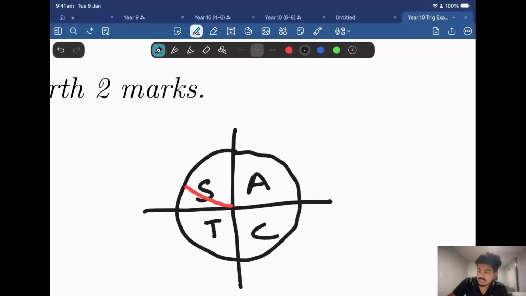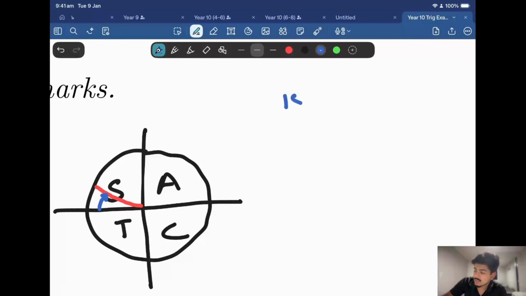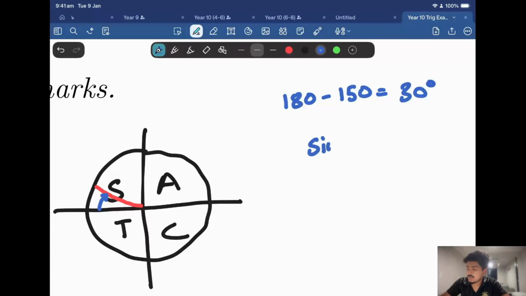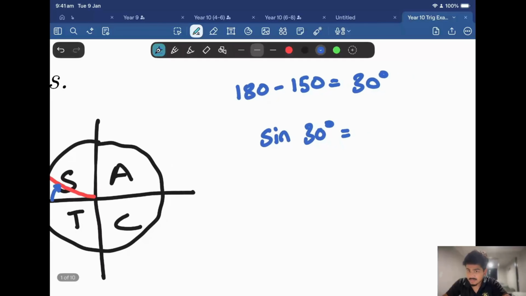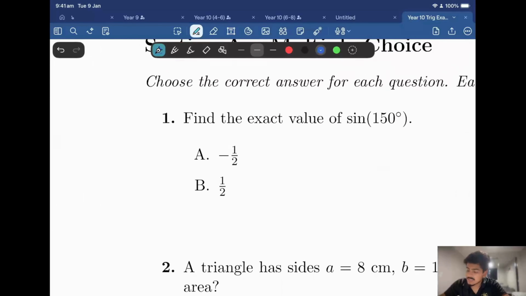Our reference angle is the angle that we look at from the x-axis. Okay, so what's our reference angle? This is our reference angle. Okay, and what's the measurement of our reference angle? It's going to be 180 minus 150, which is equal to 30 degrees. So what are we actually trying to find? We're actually just trying to find sine of 30 degrees. Okay, and if you guys know your exact values, you should know that sine of 30 is 1 over 2, right? So your answer here is B.